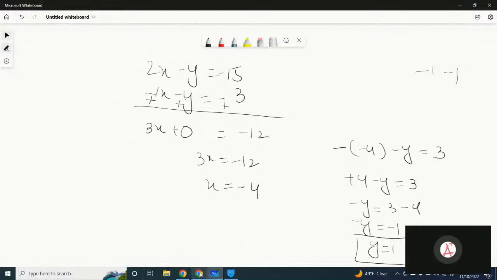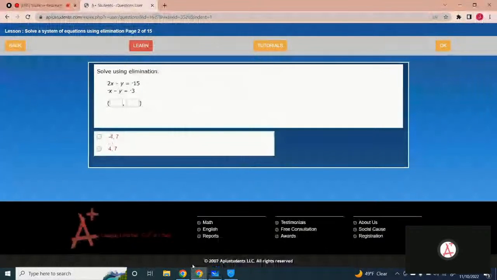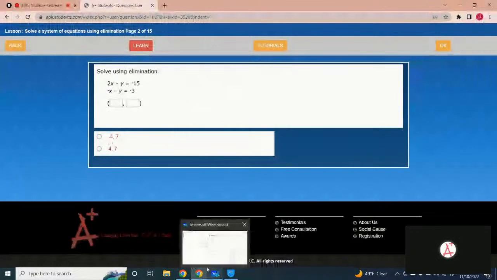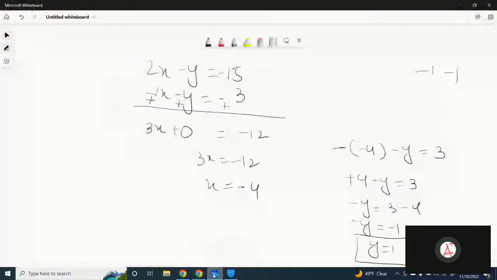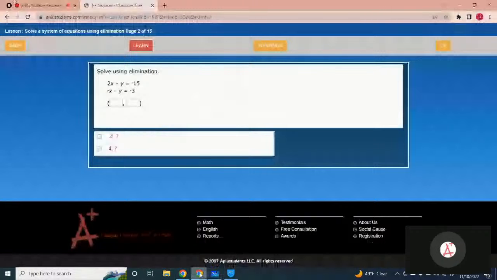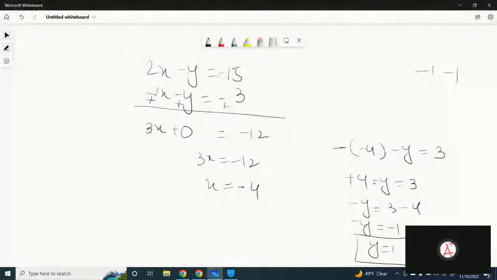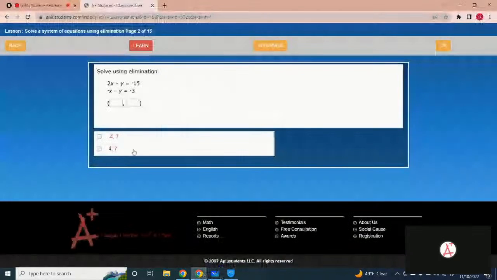So just select the correct value. Negative 4 and 7. Let me just check. I think x negative y equals negative 3. Yes, here we have a negative sign. I forgot to write this one. Negative 4, negative 3 makes negative 7. So it would be y equals 7. So it would be negative 4 and 7. Got it? The first option is the correct one.